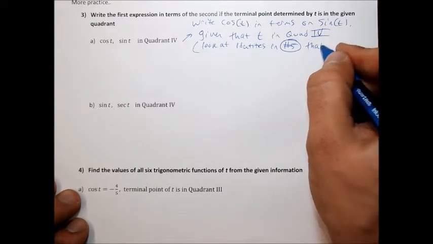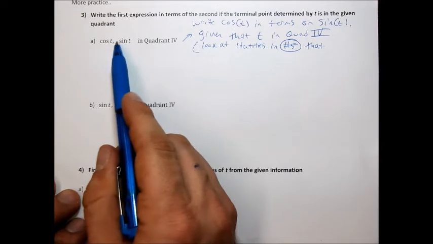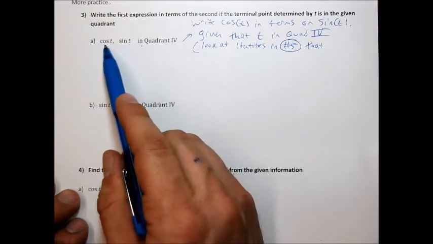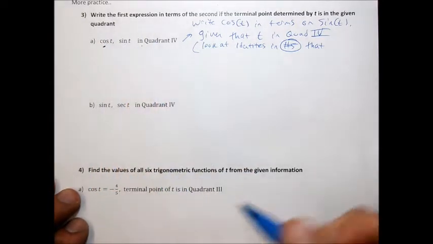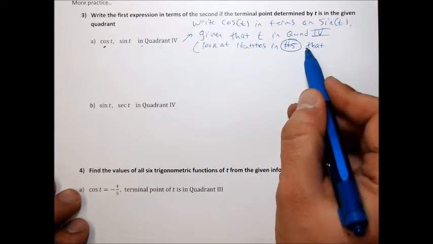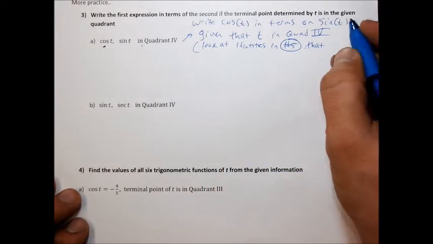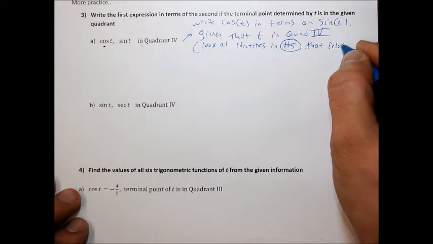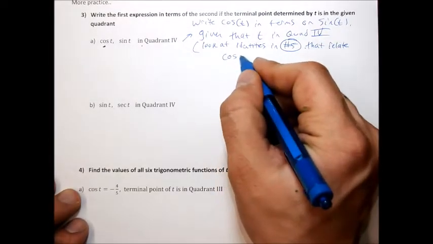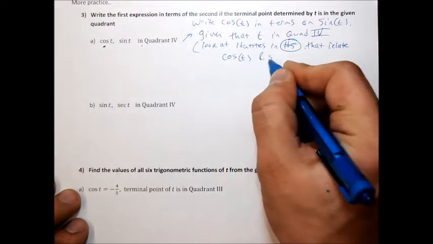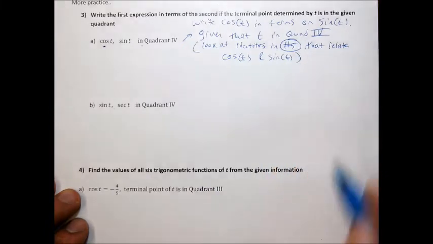And we want to look at ones that relate sine and cosine. We want this to say cosine equals something with sines. So we want to look at box number 5 and look at identities that relate cosine and sine. So that's what we're thinking about.